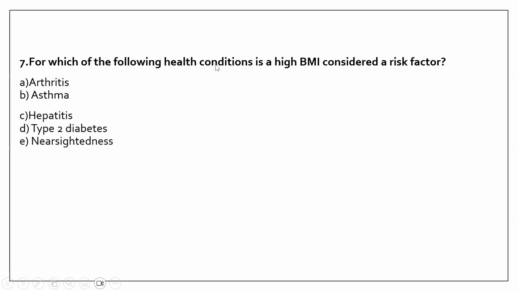For which of the following health conditions is a high BMI considered a risk factor? A. Arthritis. B. Asthma. C. Hepatitis. D. Type 2 diabetes. E. Nearsightedness. D is the correct answer. Sorry.